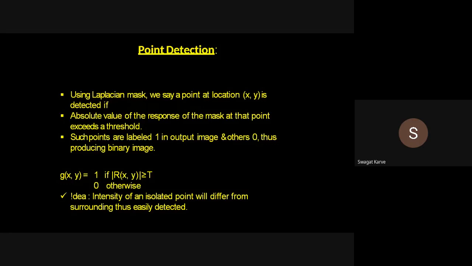And what is the second condition? The second condition is the response must be in an area of constant intensity. That means that point must be in a constant intensity region.